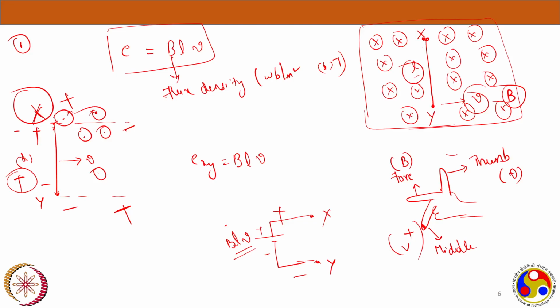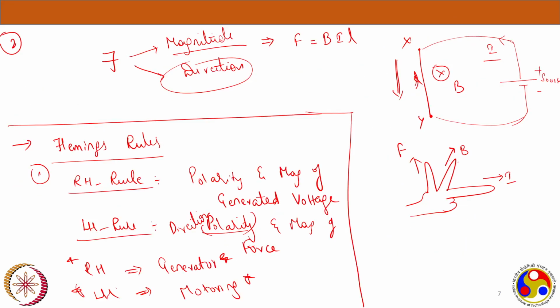Even in GATE, for 1 mark or 2 marks questions, you usually get this. So in a machine, if you want to reverse the polarity of the generated voltage, what to do? One option will always be to reverse the magnetic field applied. So that's what we saw today, and Fleming's right-hand rule is applied for the generator.